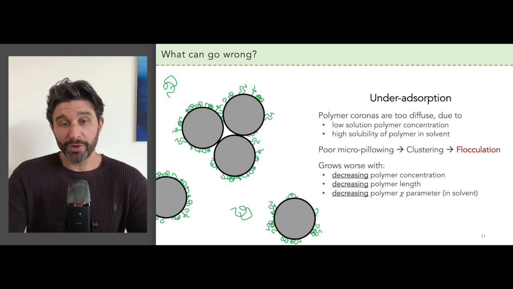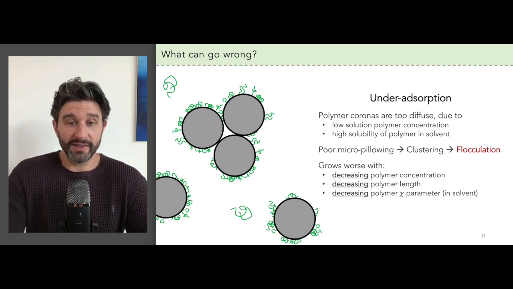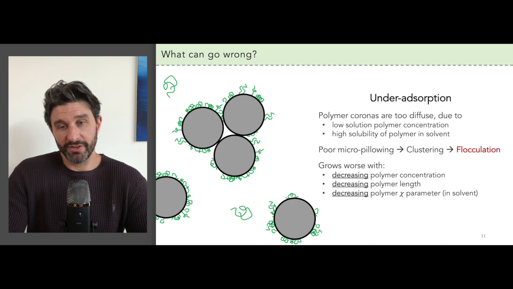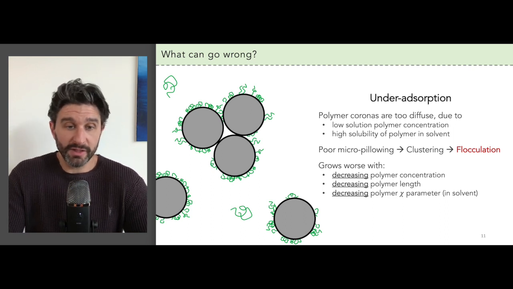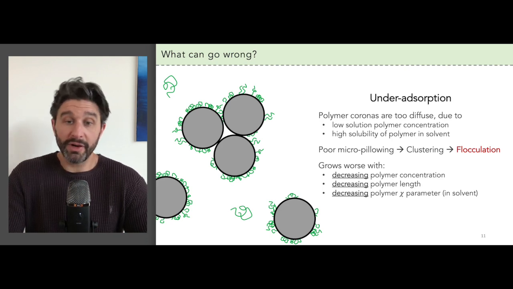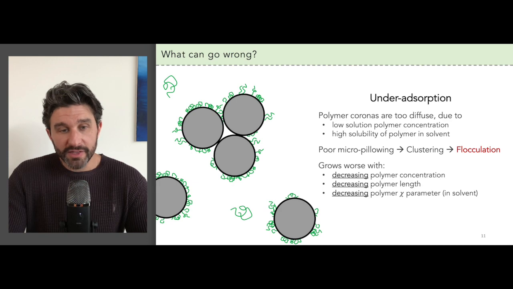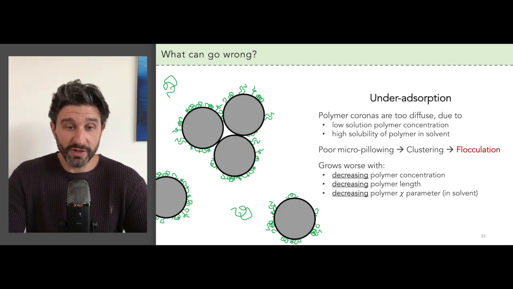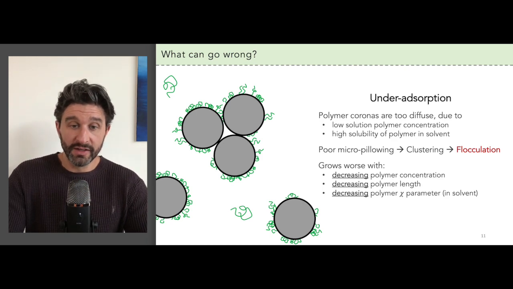If you have poor micropillowing, particles cluster more readily and you end up with flocculation. Now, intuitively, this kind of underadsorption happens with decreasing polymer concentration and decreasing polymer length. But it can also happen with decreasing polymer chi parameter, going to negative values. This last one is because as you decrease chi, the polymers are more soluble in the solvent relative to their adsorption strength on the particle surfaces.